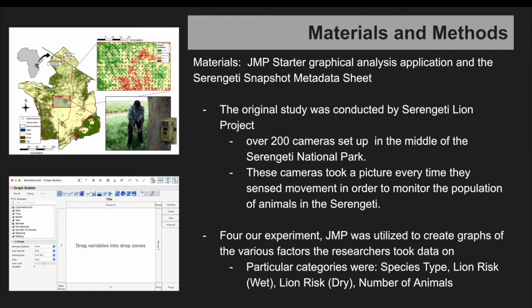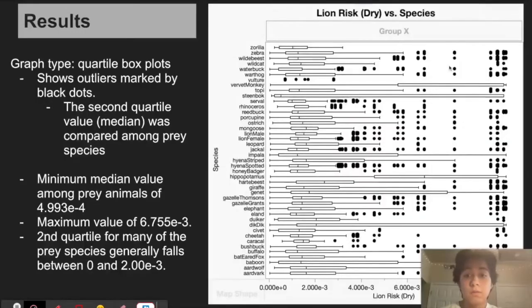The JMP application was used to create graphs and help filter out specific data needed for this investigation, such as lion risk, the number of animals, and the types of species. For the results, data was arranged into quartile box plot type graphs, with dry lion risk on the x-axis and species type on the y-axis. Statistical outliers were marked by black dots in the graph, and the box plots show the minimum value, the maximum value, and the 50th percentiles for the lion risk each species was spotted at.